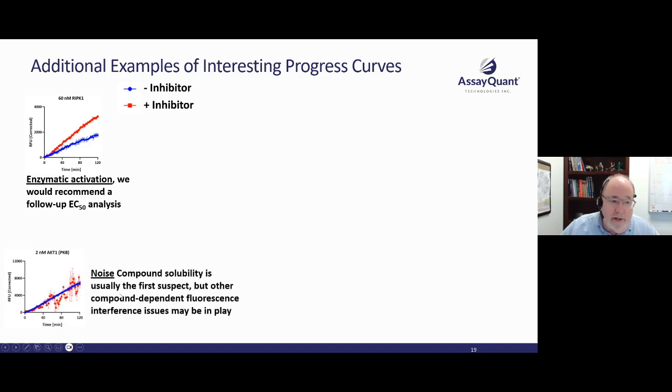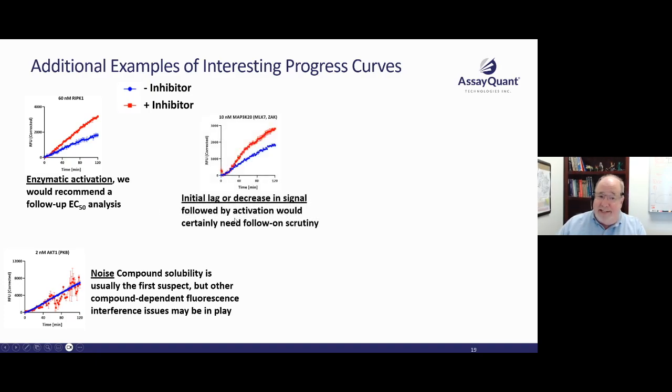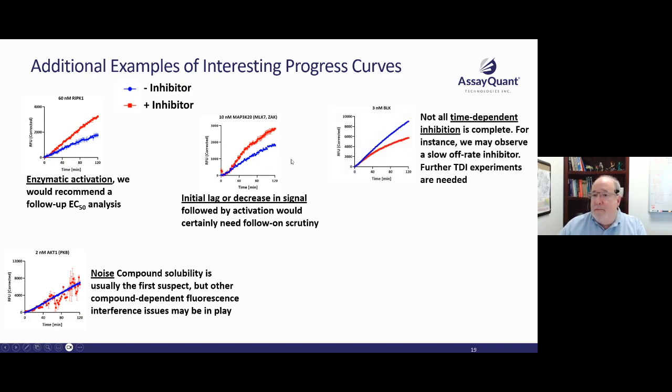Here's another example of noise, and it can be solubility, but there can also be fluorescence interference type issues going on as well. Here's an example of something that shows an initial lag, and then there's an actual increase in rate. We can see these reproducibly sometimes. We make theories, and we don't pretend to fully understand that. If you get this on your readers, we encourage you to definitely do some follow-on studies, because something odd is going on. But really where it's at is time-dependent inhibition and the lag extension that we've been talking about.